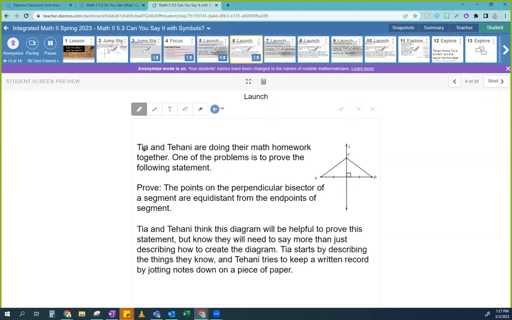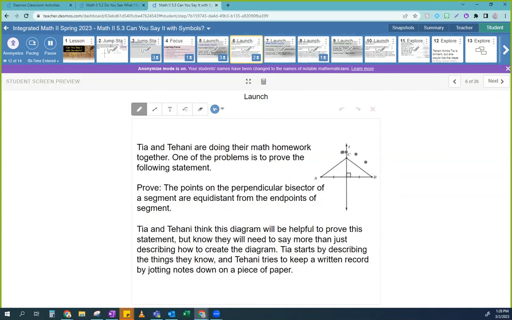Okay, so I'm going to start with this. Tia and Tahani are doing their math homework. They're together, doing the math homework. One of the problems is to prove the following statement. So in a proof, you're going to prove something. So here's what you're going to prove.